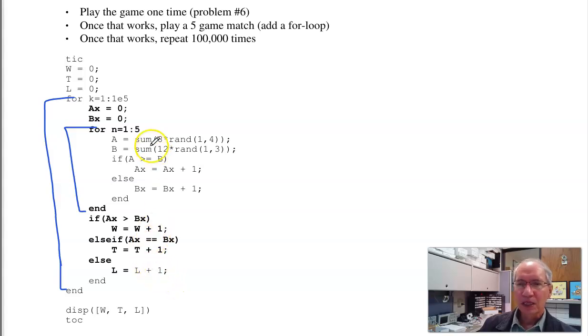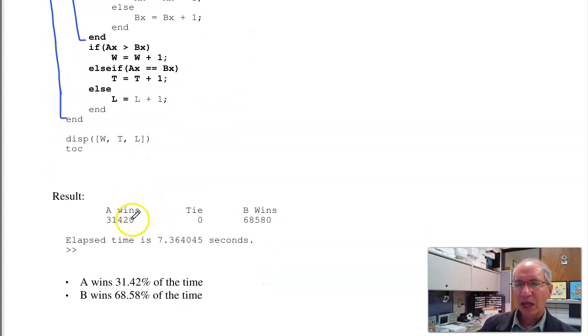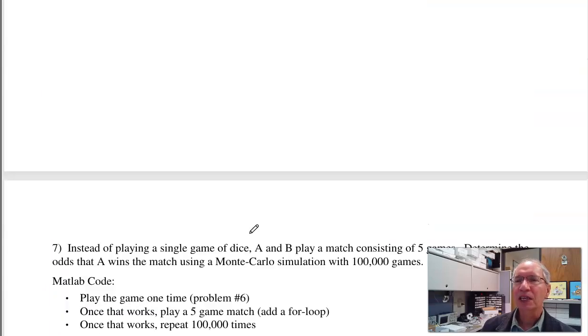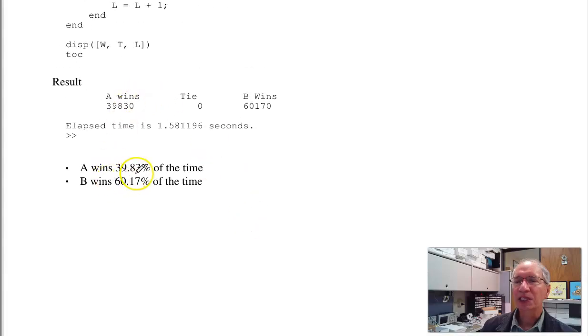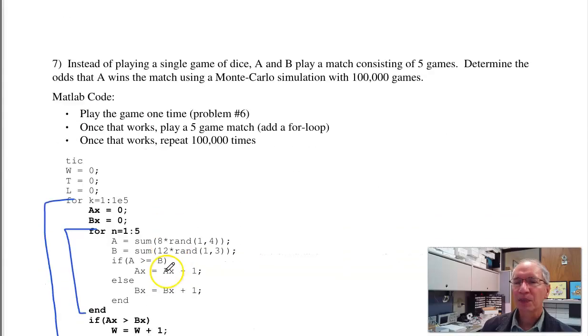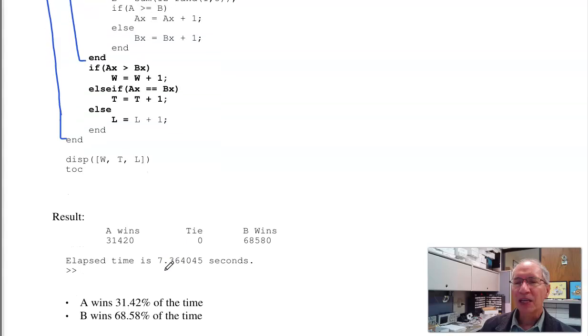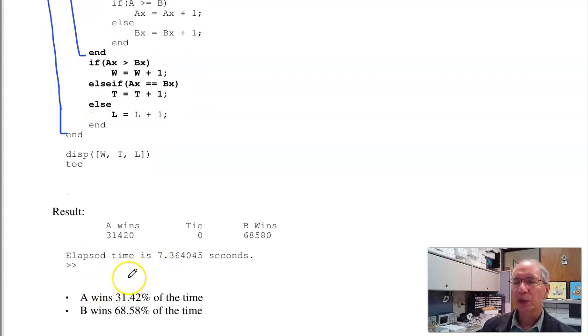When I'm done, A won 31,000 times out of 100,000, or 31% wins, 0% ties, 60% losses. So what's happened is, for a single game, A's got a 39% chance of winning a single game. For a 5-game match, A's got a 31% chance of winning a 5-game match.